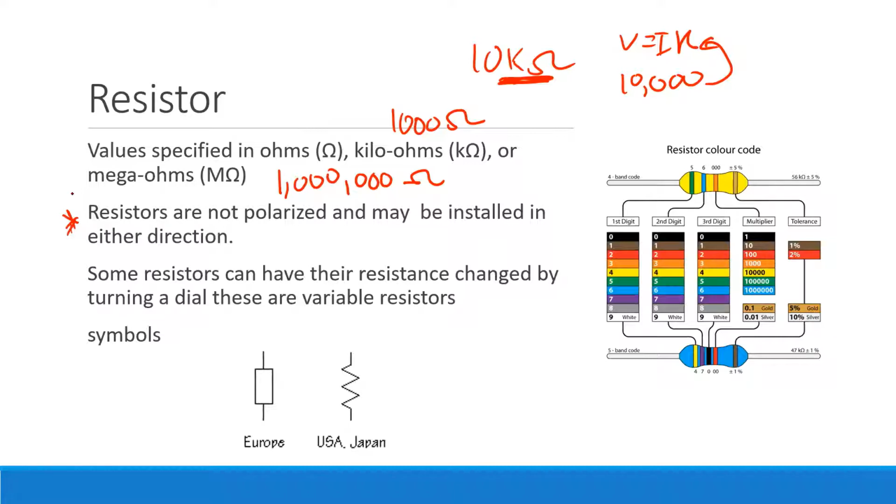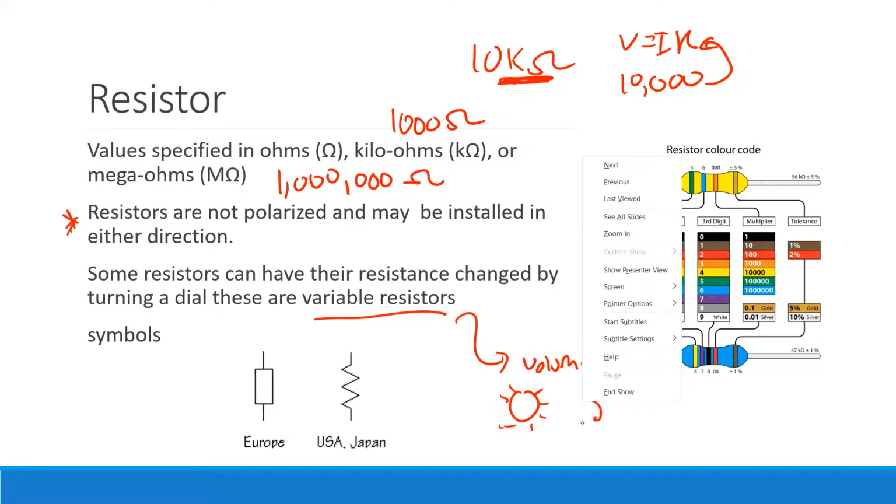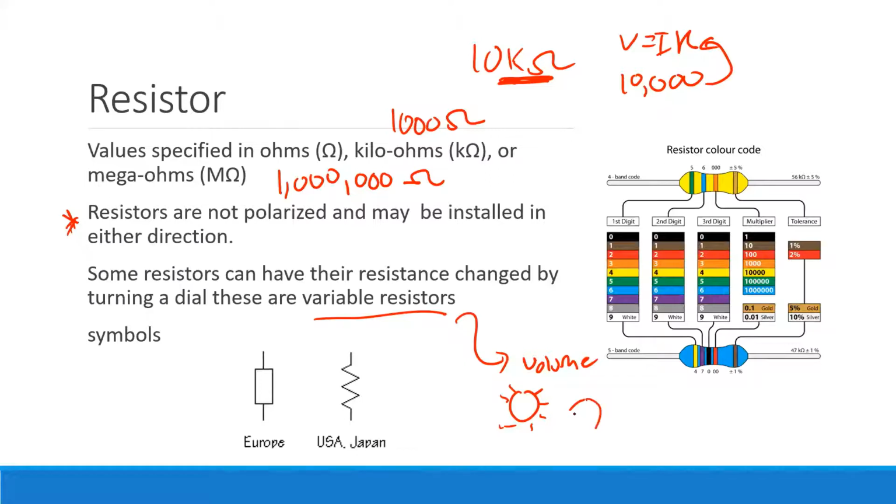Now, some resistors can have their resistance changed by a dial. We would call these variable resistors. A variable resistor can change its resistance, and you can go from like 1 ohm to 10 ohms. That's really where this might be important. Here is an example. That would be really good in something like volume control. If you've got a resistor, then you can change the resistance by changing the dial, and then that might mean that your speaker. Can I draw a speaker? Oh crap!